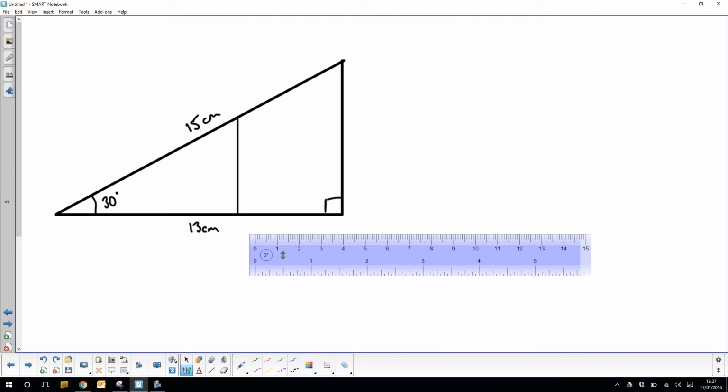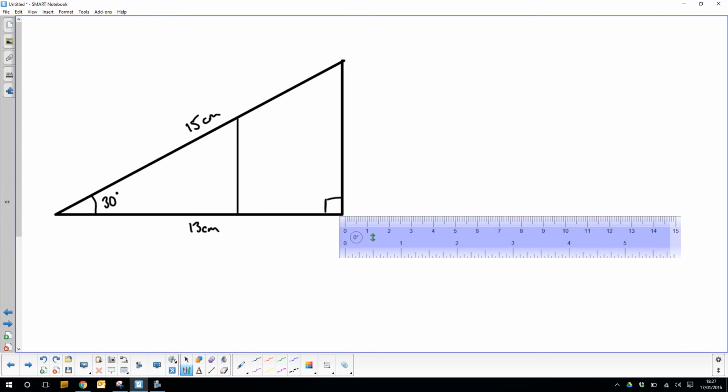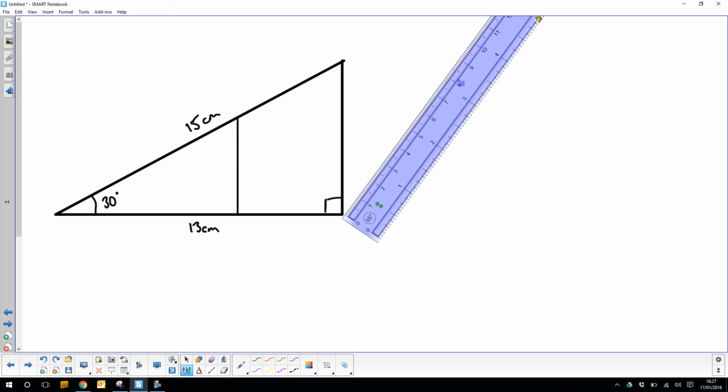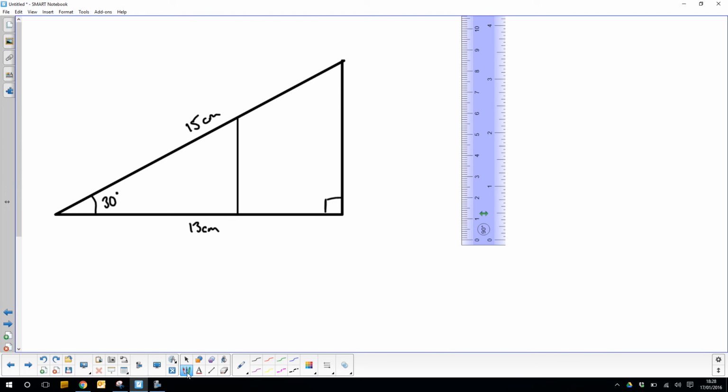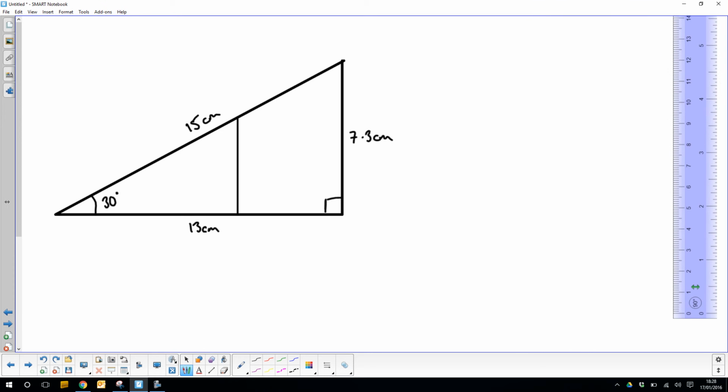And finally, we'll just work out what the height is. So the height is 7.3 centimetres. I'm going to put down 7.3 centimetres. Now move my ruler aside because I will need it in a little while, but for now we're done with it. Now, what I'm now going to talk to you about is this idea of what actually sine, cos and tan are. Sine, cos, tan.